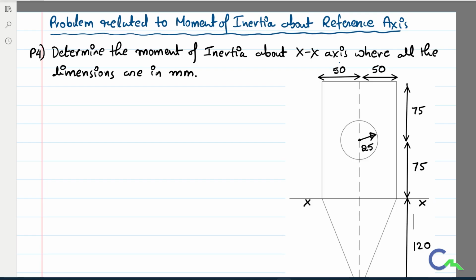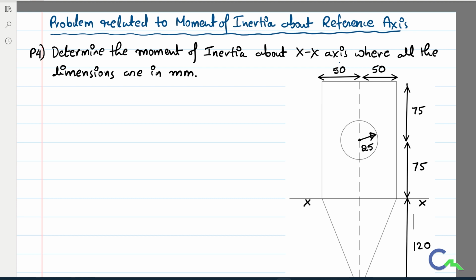So this is the fourth problem in moment of inertia. As I said, this is the second type of problem, in which the moment of inertia is asked about a reference axis. So let us see the problem. Determine the moment of inertia about x axis, where all the dimensions are in millimeter.